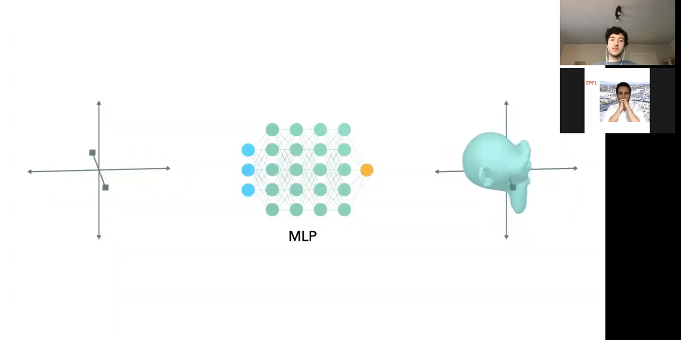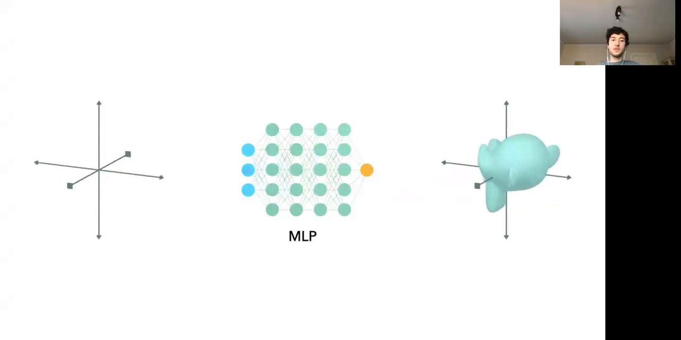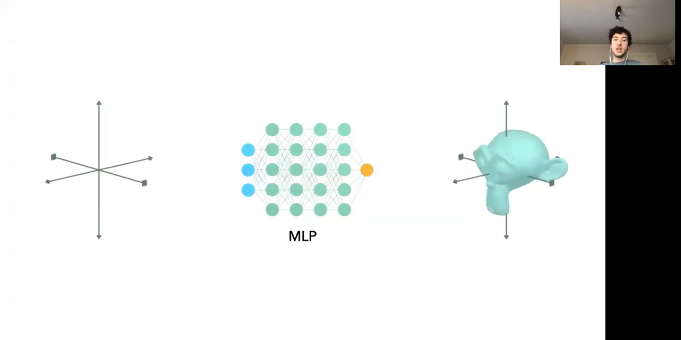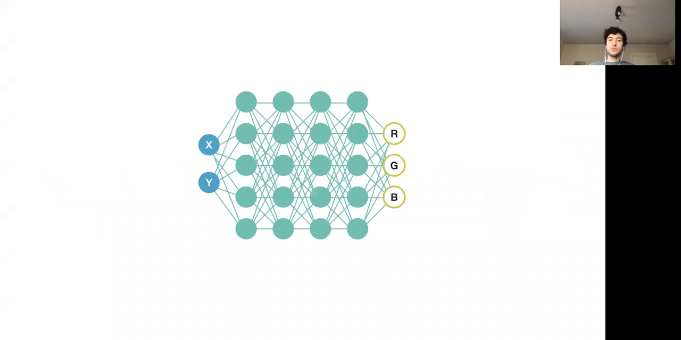In contrast to the uses of typical deep neural networks to represent high frequency functions or high dimensional functions, here we're trying to get an MLP to represent a complicated function on a low dimensional input. As a simpler example, we can use an MLP to represent an image by taking in the 2D pixel coordinate, x, y, as input, and then outputting the RGB color at that coordinate.